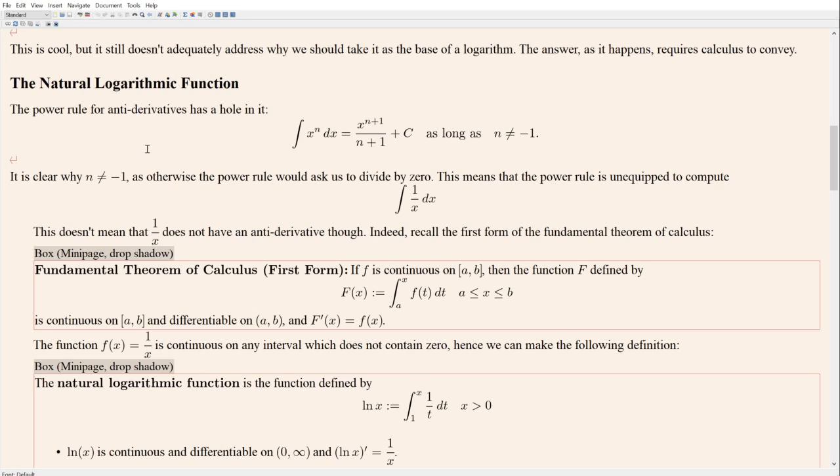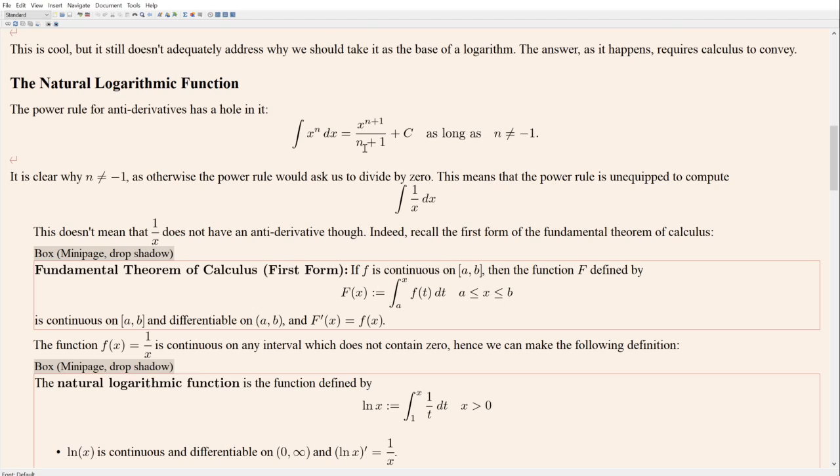Let's forget for a moment everything we know about exponentials and logarithms, and look at something completely different. The power rule for antiderivatives has a hole in it. So recall the power rule: if you're anti-differentiating a power function, you add 1 to the exponent and then divide by the new exponent. Easy, right? You can do that with anything, as long as that exponent is not -1. Now, it's clear, after a moment's thought, why n can't be -1.